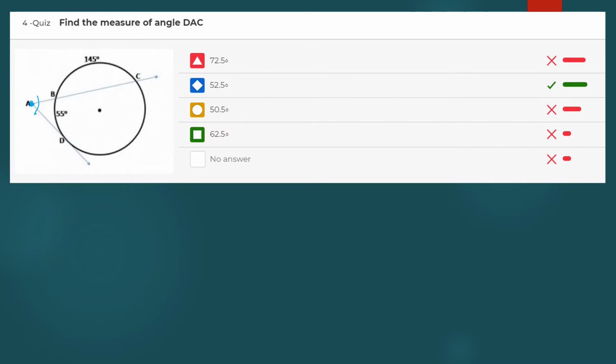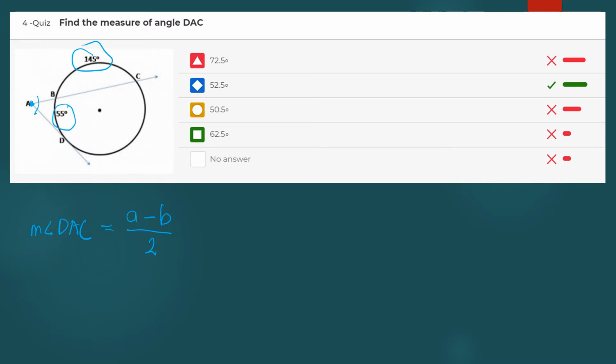If we have an angle intercepting a circle at a point outside the circle, to find the measure of that given angle, the measure of angle DAC in this case will be equal to the difference between the intercepted major arc and the intercepted minor arc divided by 2. Okay? So, as you can see here, we have the given values 145 and 55.